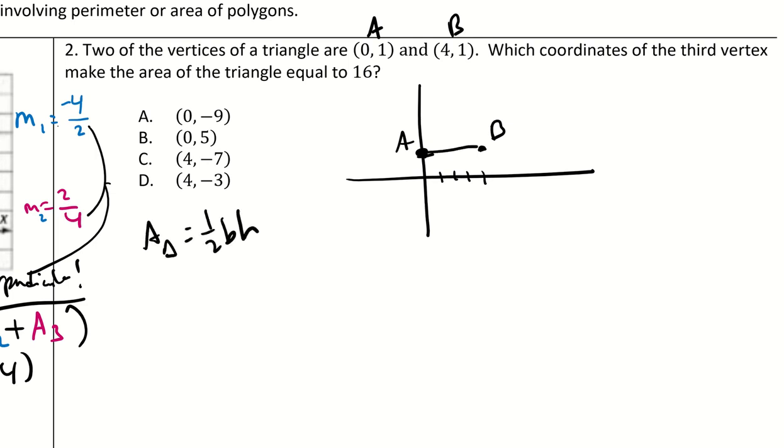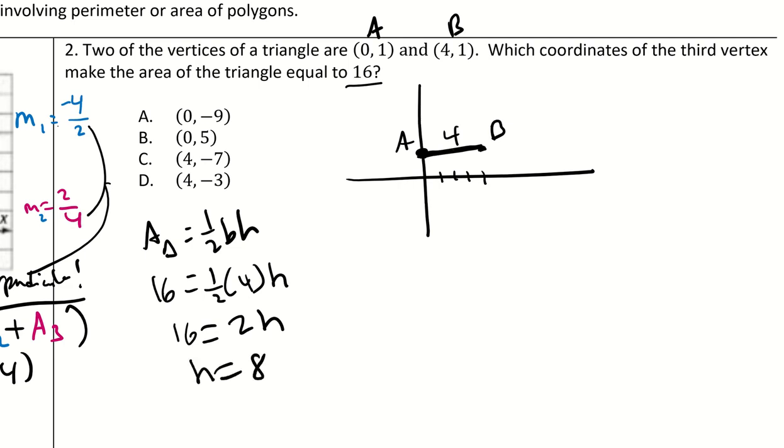Now remember, area of a triangle is 1/2 base times height. Well, right now we got our base. We'll call that the base, and that is a distance of 4, right? So we have 1/2 times 4 times h. And we want the area to be 16, right? So we got 16 is my area. Half of 4 is 2, so that means we got 2h. So that means h has to be 8. The height has to be 8.